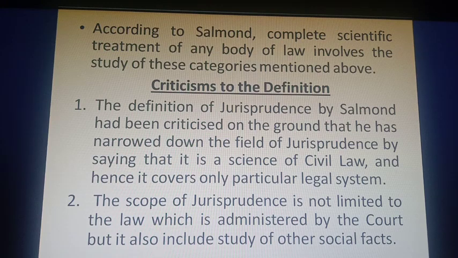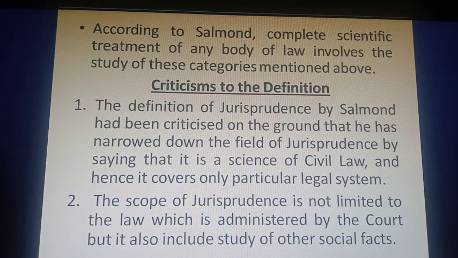But there were two major criticisms faced by Salmond's definition. The first criticism is that he narrowed down the field of jurisprudence by saying that it is a science of civil law. According to Salmond, only civil law is a matter of study for jurisprudence. He altogether ignored natural law from the study of jurisprudence. In this way, he limited the scope of the study of jurisprudence. So what is written in the notes? The definition of jurisprudence by Salmond has been criticized on the ground that he narrowed down the field of jurisprudence by saying that it is a science of civil law, and hence it covers only a particular legal system.